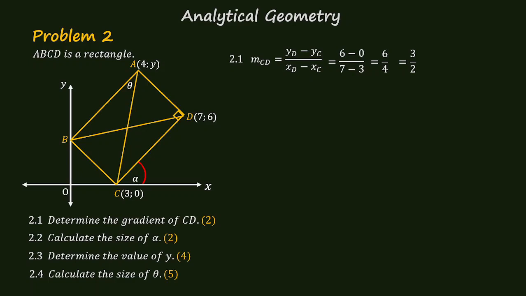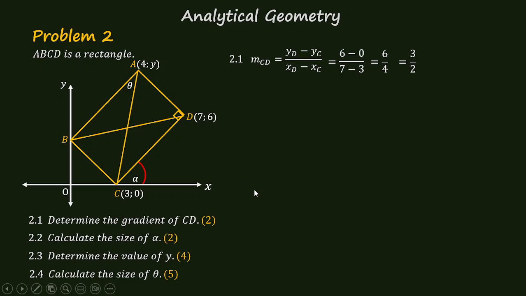The angle alpha. They want us to calculate the size of the angle alpha. We know that alpha is the inclination of the straight line CD. So this is the angle of inclination of the straight line CD. How do you find the angle of inclination?